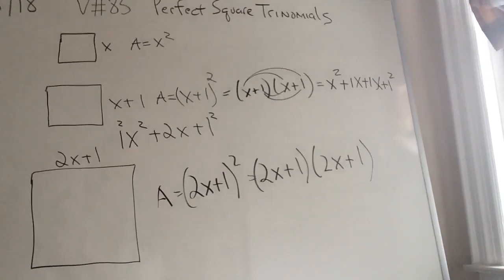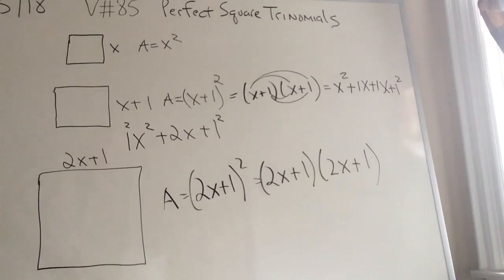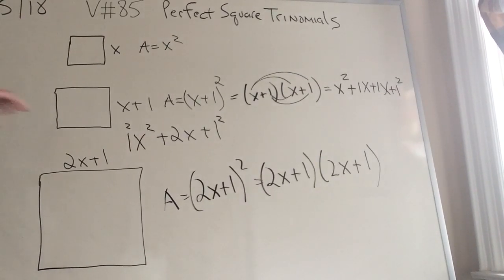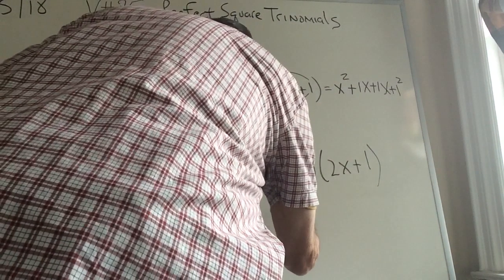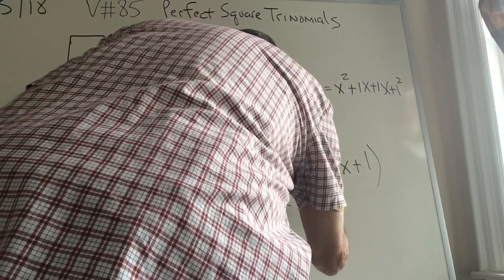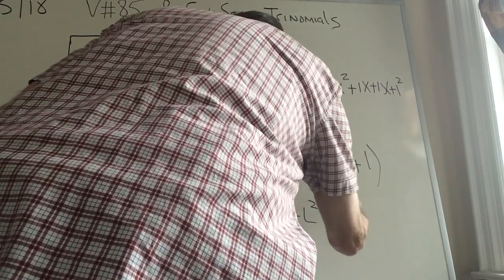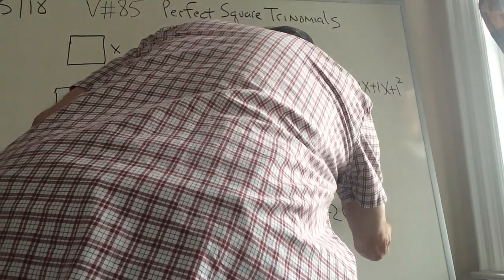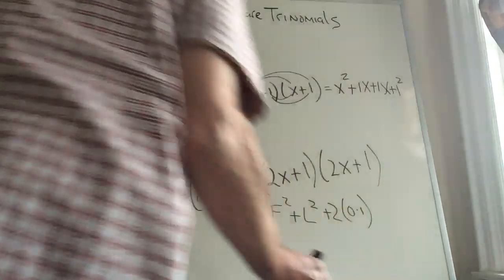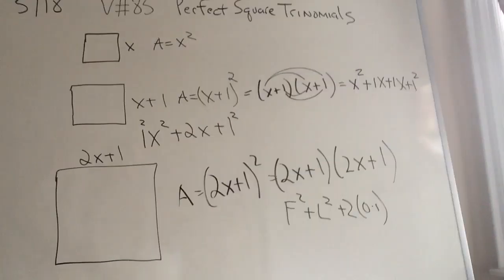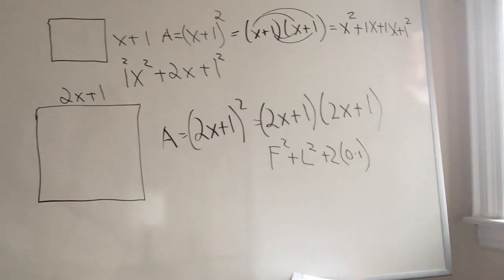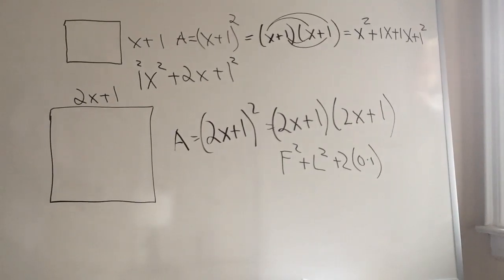Now, I'm going to pause here, and I'm going to do something a little different away from the FOIL. FOIL works perfectly. You can use that all the time. But the math where we're going is going to take us to this idea here. And I'm going to square the F, square the L, and then take 2 times the O and the I. And that's the outer and the inner. And when I do that, that might turn out to be a better way to calculate these guys, as long as it's a binomial times itself. So I'm going to do that now, and then I'll FOIL it and check it.